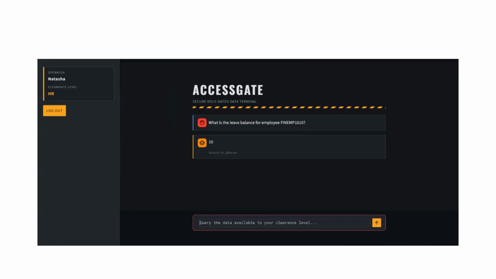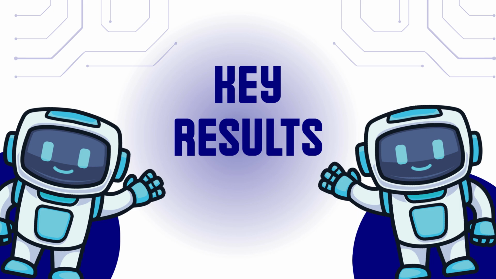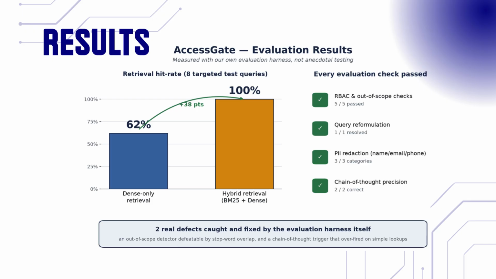We didn't just build AccessGate, we also tested how well it works. Our evaluation showed that hybrid retrieval, which combines semantic search with keyword search, achieved 100% accuracy on our test questions. In comparison, semantic search alone achieved 62% accuracy. We also confirmed that all role-based access controls worked correctly. During testing, we found and fixed two important bugs before the final demo, making the system more reliable and secure.